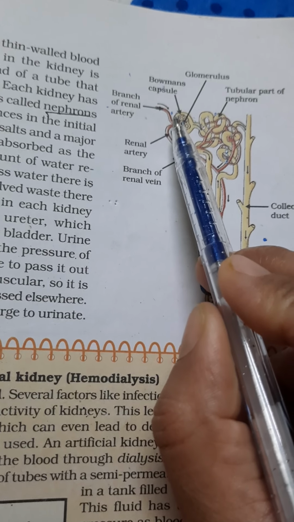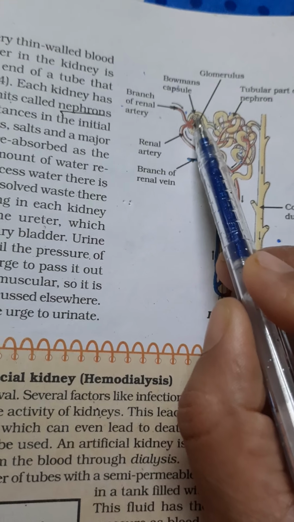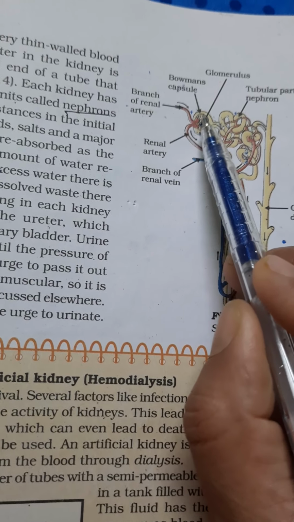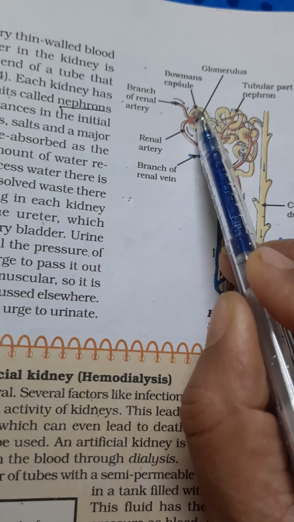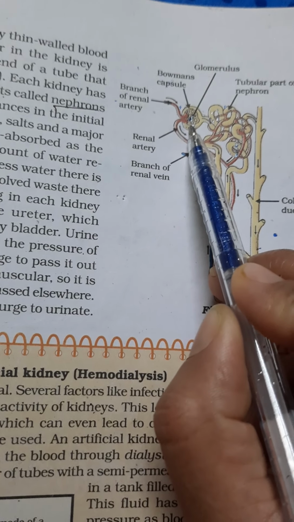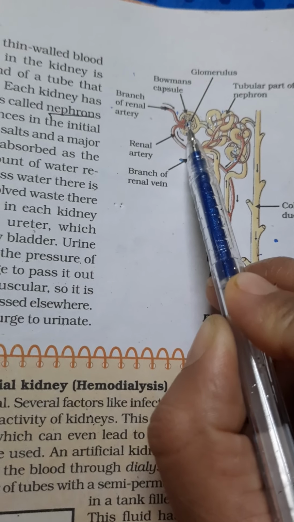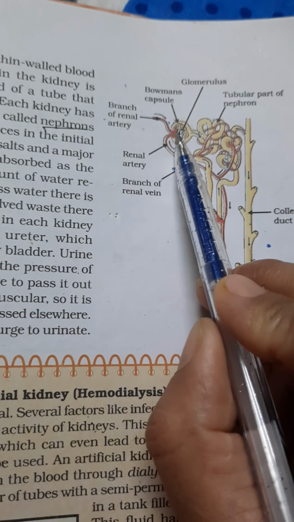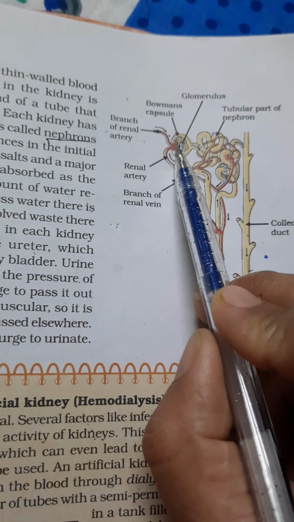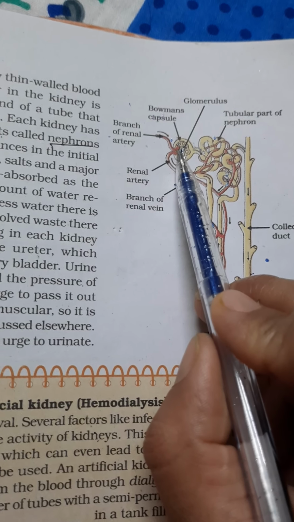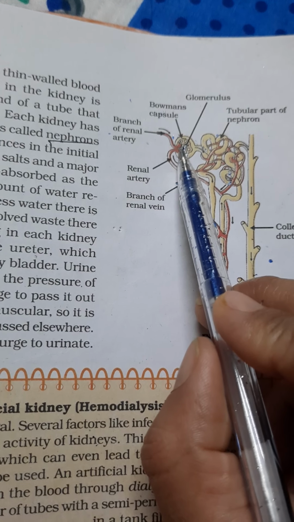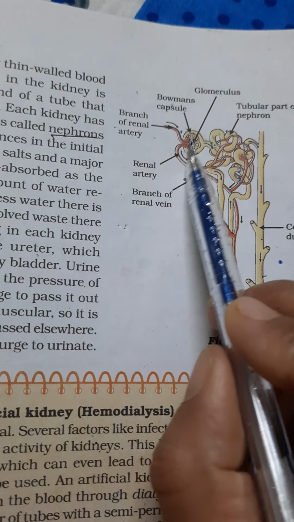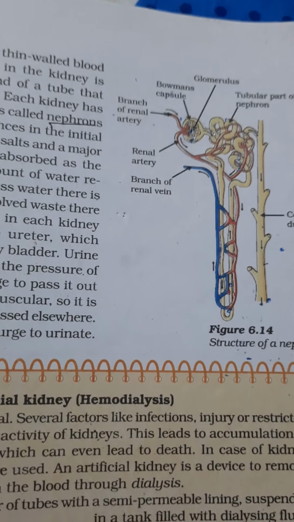Here the small molecules filter from the glomerulus into the Bowman's capsule. Now the fluid entering from the glomerulus to the Bowman's capsule is called filtrate. And this filtrate consists of glucose, amino acids, salts, and a major amount of water, which later on, it is filtrate over here, and the rest, they form the urine.